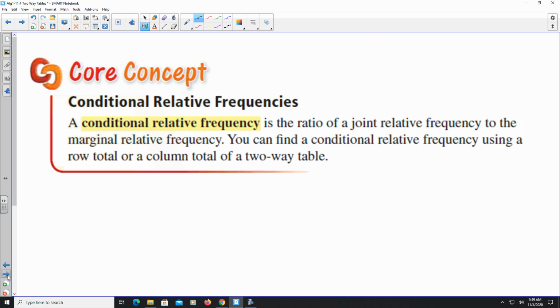Another concept that we're going to take a look at is conditional relative frequency, which again is a ratio of a joint relative frequency to the marginal relative frequency. You can find a conditional relative frequency using a row total or a column total of the two-way table. All right, sounds like a lot, but here is kind of breaking it down on what they're looking for.